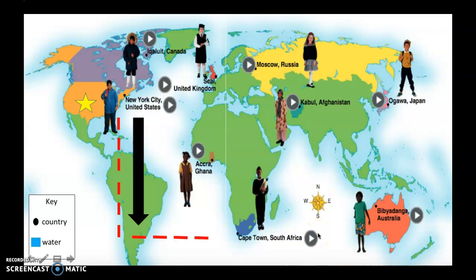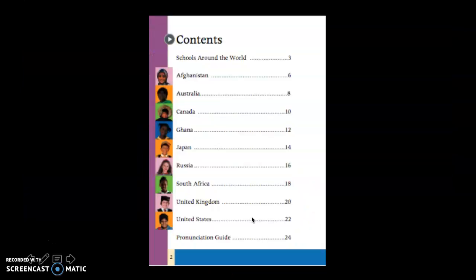And then I'd have to go this way. And what direction was that? I went east. You're right. So I had to travel south, and then I had to travel east. And here is Cape Town, South Africa.